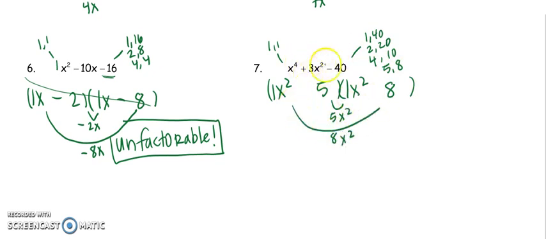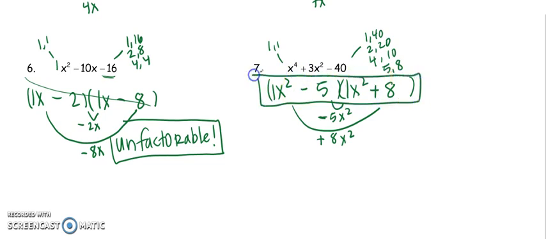So if we have 5 and 8, and we multiply the middles, I want it to be a positive 3x squared. So if it's a positive 3x squared, this would have to be negative, and this one would have to be positive. So this one's positive, this one's negative. And that's it. Double check it to make sure it's the right. X squared times x squared is x to the 4th. We know our middles work out. Is negative 5 times 8 negative 40? Yes. So we are good.